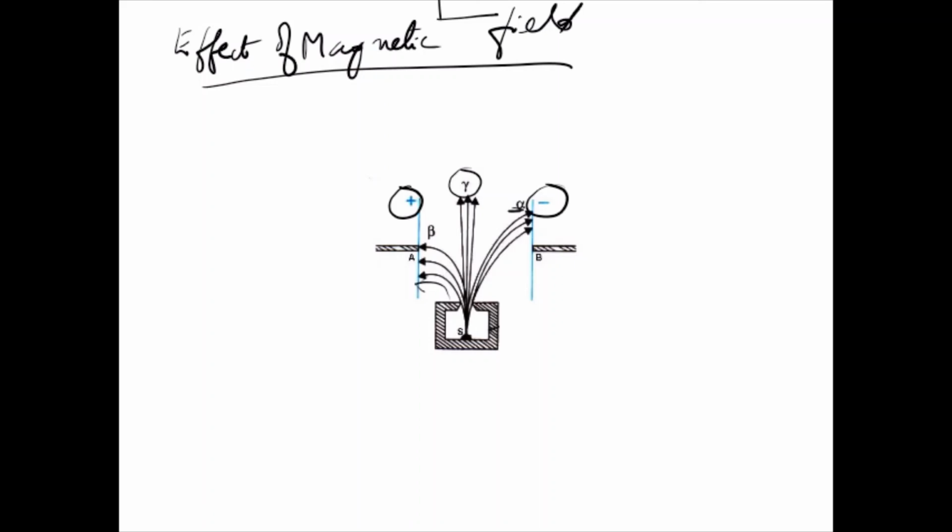Now, we will learn the properties of the constituent particles of these radiations, that is, properties of alpha particles, beta particles and gamma radiations. Is that clear? Let me stop here. The properties of alpha particles, beta particles, and gamma radiations I will continue in the next class.